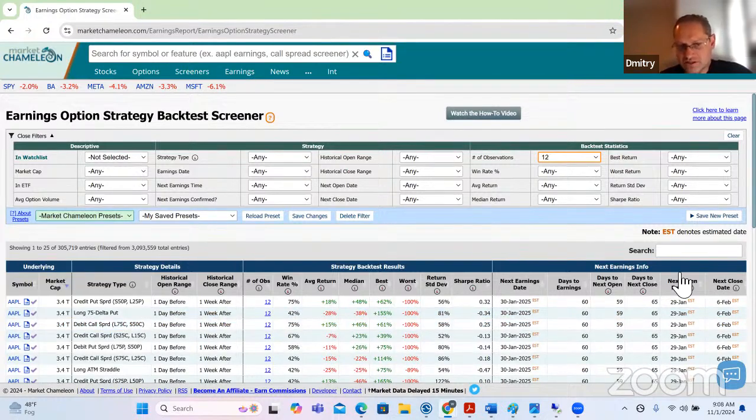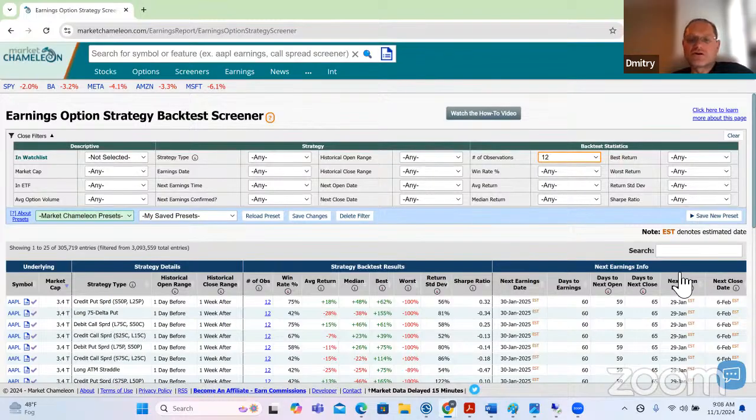So now Apple shows up first. Okay, Apple, because it has the highest market cap in this particular screener. So now we got the symbol, market cap. The next thing, now we go into the details.